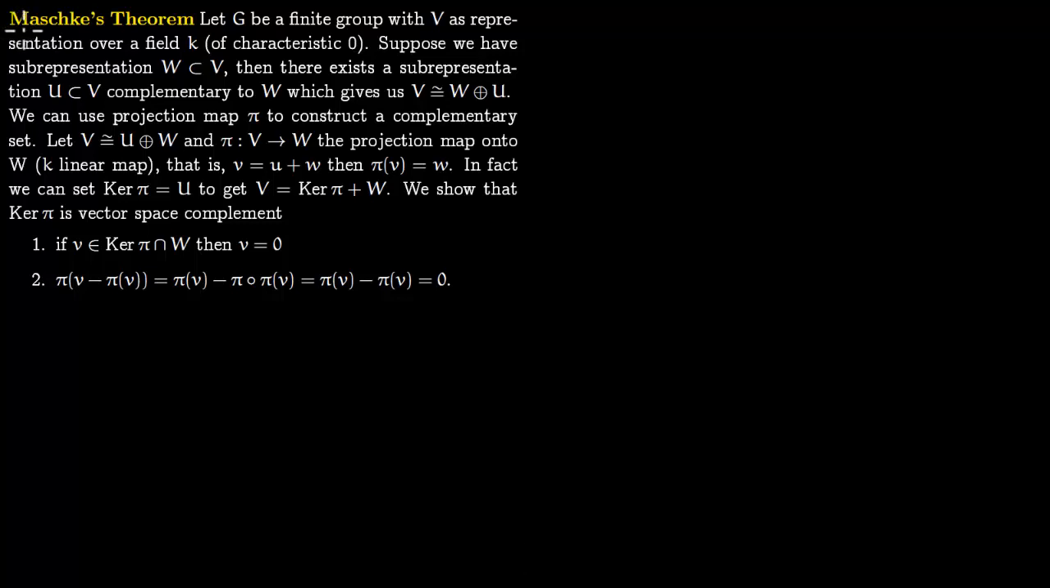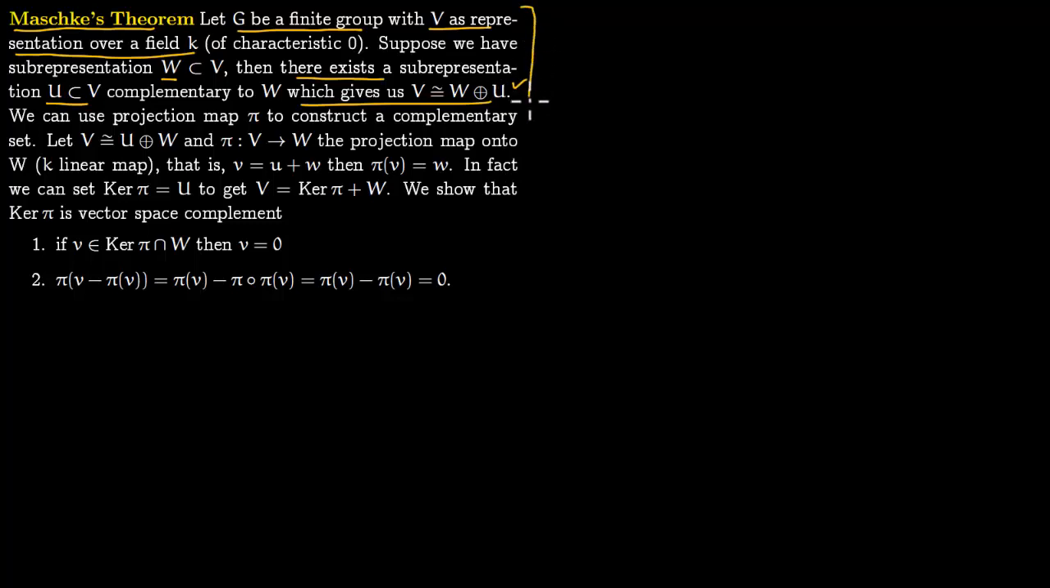So now we prove Maschke's theorem. Let G be a finite group and V a representation over some field K of characteristic 0. Suppose we have a sub-representation W of V. Then there exists a sub-representation U of V complementary to W, which gives us V isomorphic to this direct sum. So this is the theorem we want to prove.